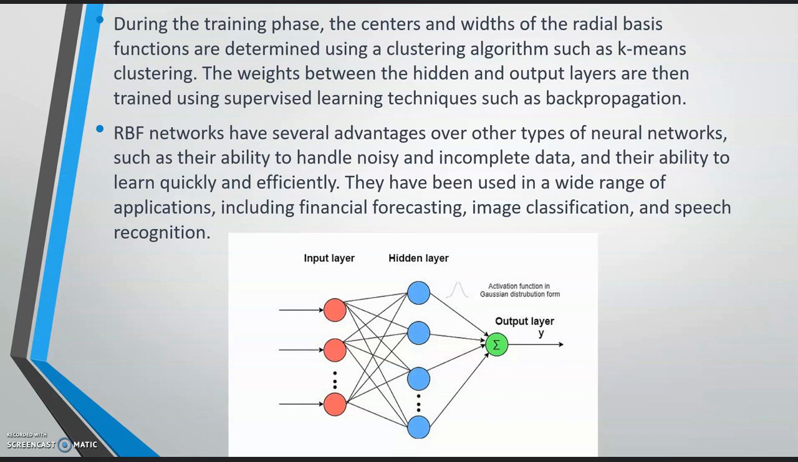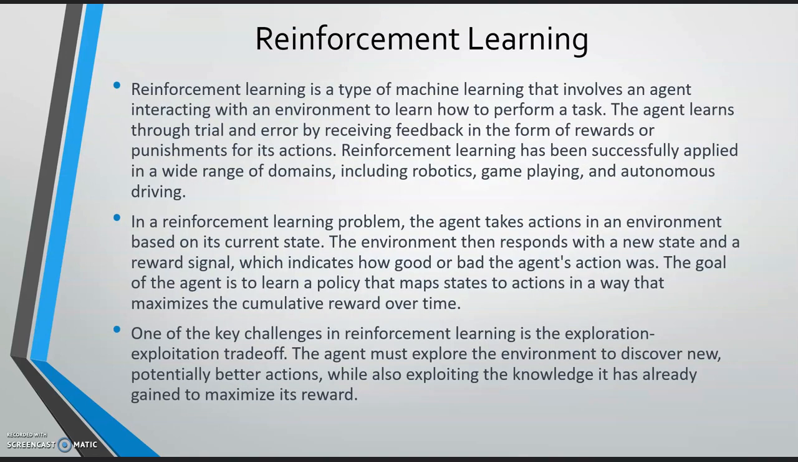The weights between the hidden and output layer are then trained using supervised learning techniques such as backpropagation. RBF networks have several advantages over other types of neural networks, such as their ability to handle noisy and incomplete data and their ability to learn quickly and efficiently. They have been used in a wide range of applications, including financial forecasting, image classification, and speech recognition. So here below given is a diagram for that, which shows input layer, hidden layer, and output layer.